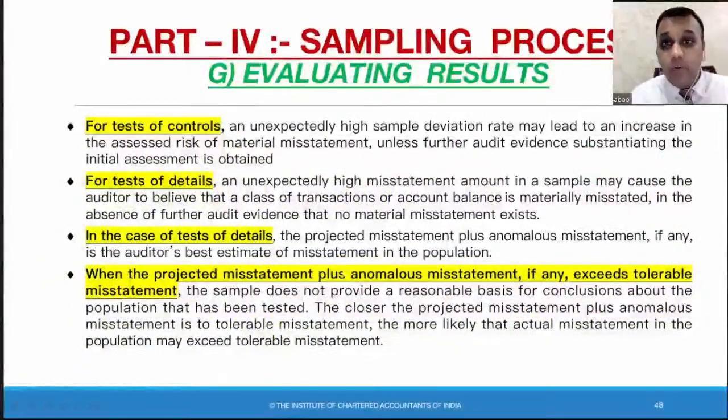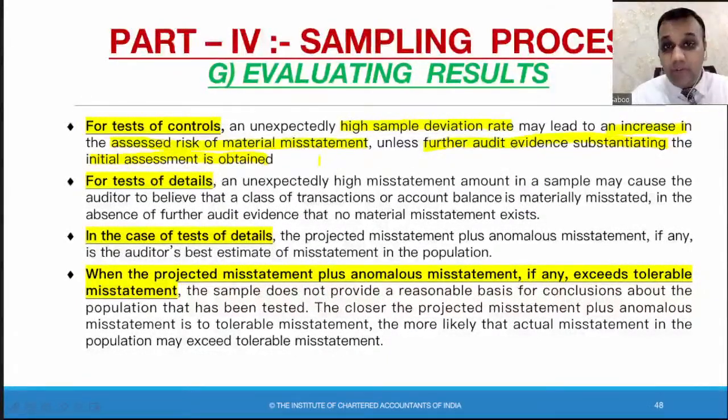So for test of controls, an unexpectedly high sample deviation rate may lead to an increase in the assessed risk of material misstatement. High deviation means high risk. The auditor has assessed the risk to be high, and further audit evidence substantiating the initial assessment is obtained. So auditor needs to determine whether he needs to obtain further added evidence to support this fact, that the sample deviation rate is quite high from what it should have been while testing controls. So the auditor may come to a conclusion that there is high risk of material mistake.